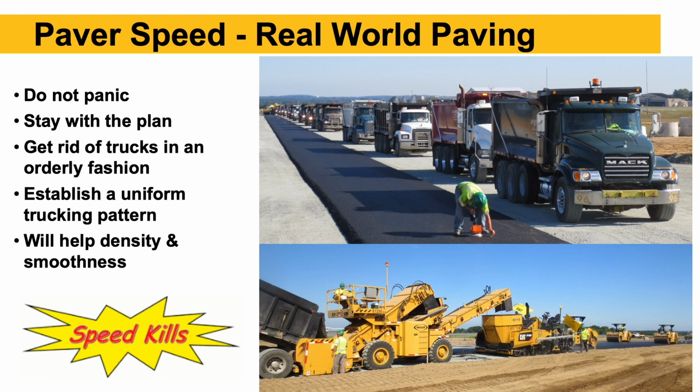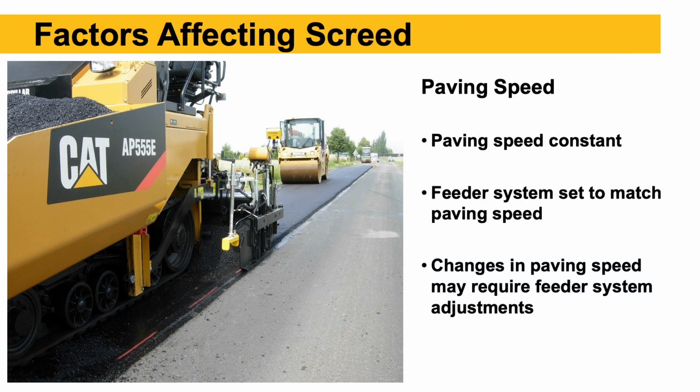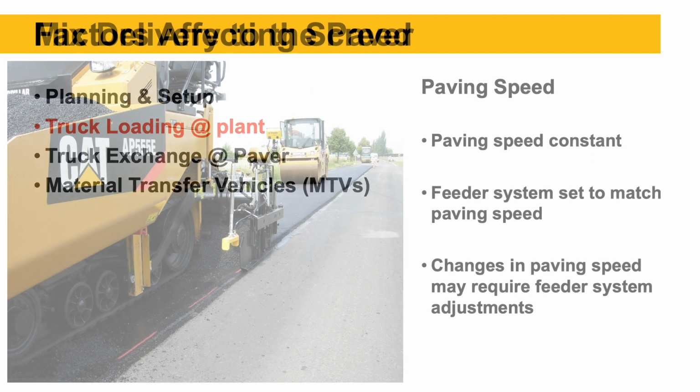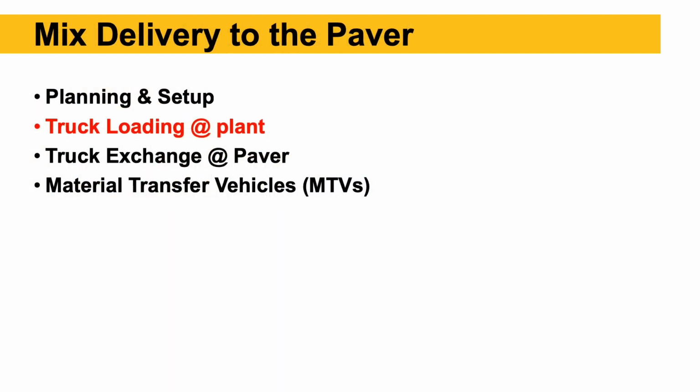So we actually want to get them spaced out, get them back to the plant, and then in a nice, evenly spaced loop between the plant and the job site. So paving speed, constant, feeder system set to match our paving speed. Changes in speed may require changes in our feed system to maintain that constant mat thickness. So now we've done a lot of the planning part. We've emphasized the importance of constant paver speed for quality.